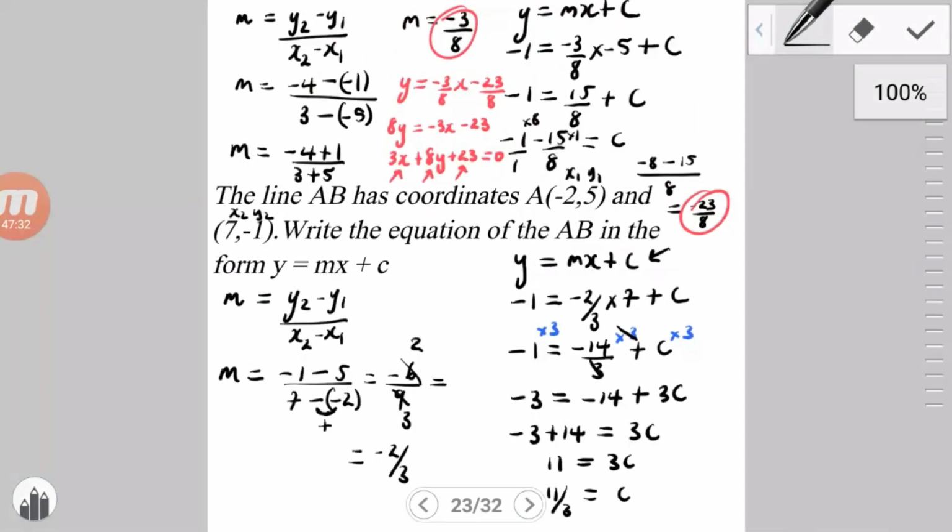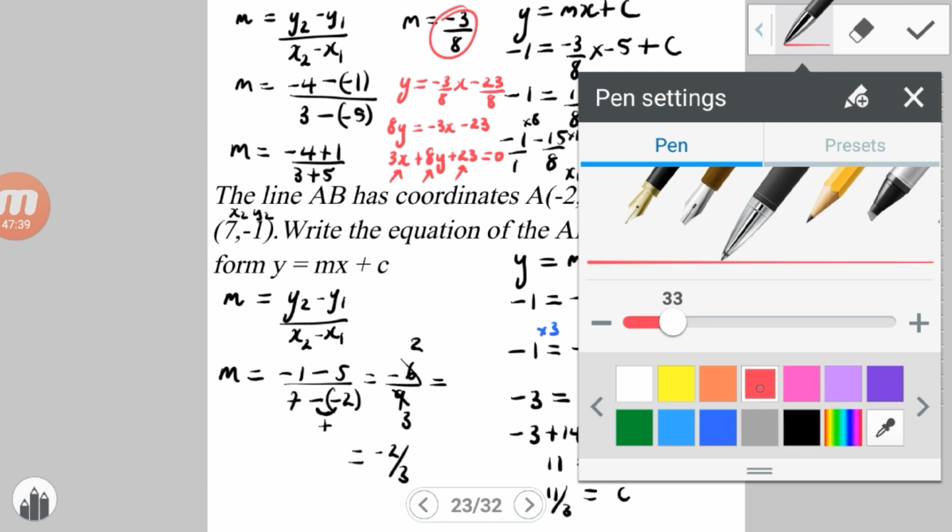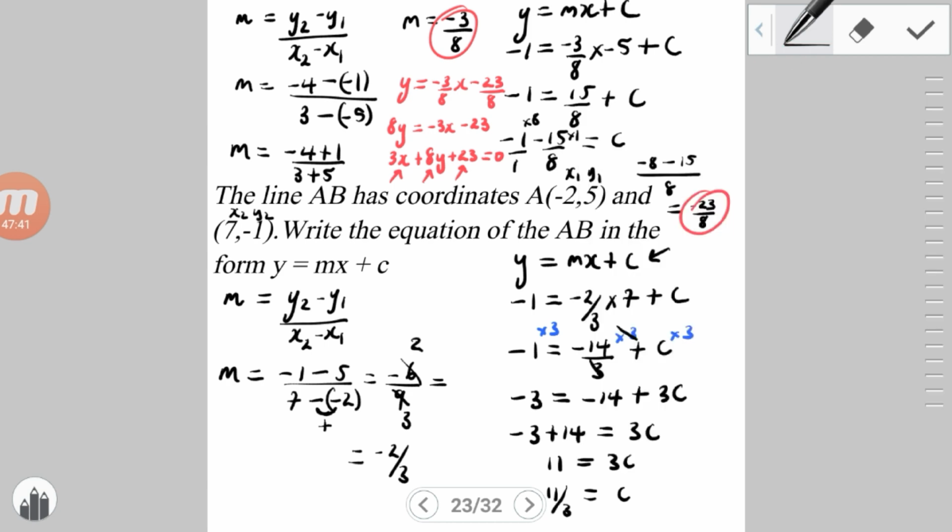So that's another way of doing it. You can also try the LCM method to see if you still get 11 over 3. And if that works out, then you can choose whichever method you see fit.